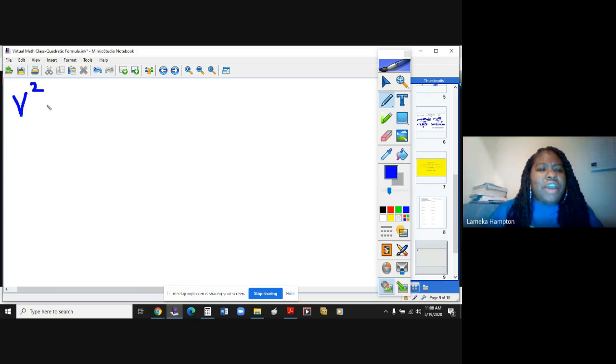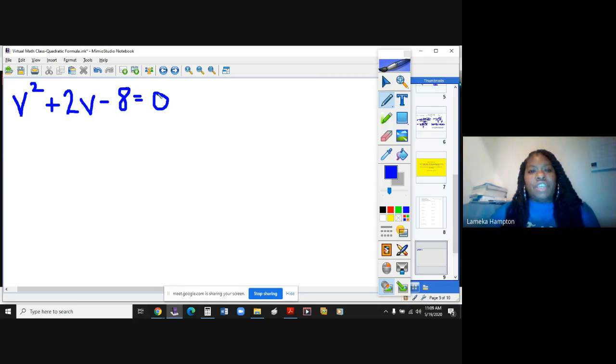So we got v squared plus 2v minus 8 equals 0. Okay. So the good news is we already know how to factor these types of problems. Why? Because we did it last week. The only difference is we're going to add one more step to it. So who remembers what my first step is in trying to factor this trinomial?